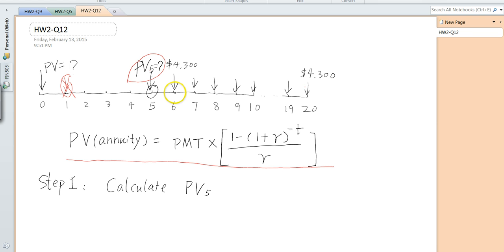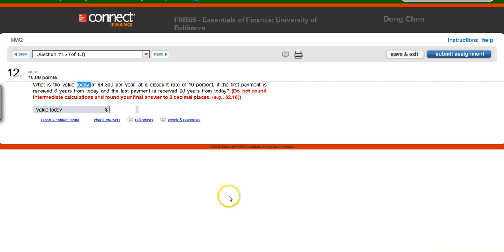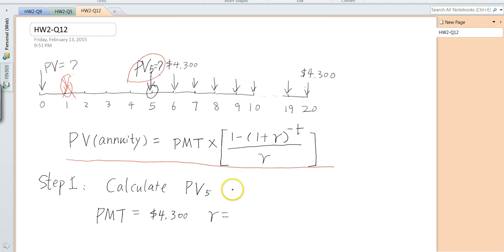So that's the first step. Figure out the present value in terms of year 5. I think this step is very straightforward based on our discussion. The payment is 4,300, and the interest rate, what is the interest rate? Go back to the setup. That's 10%. Again, that's the discount rate, 10%.